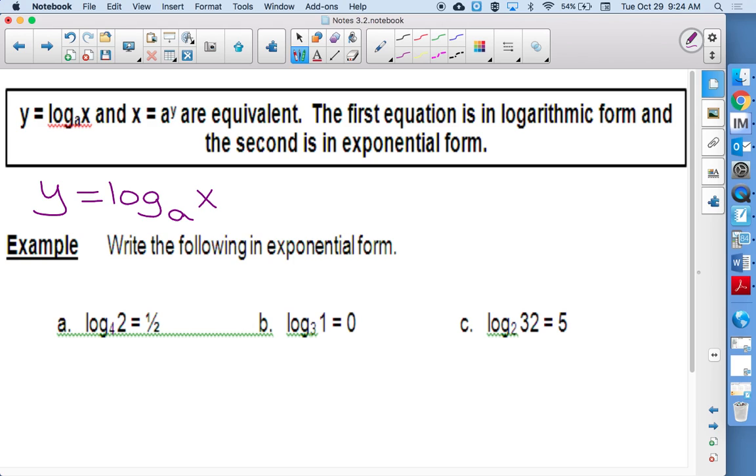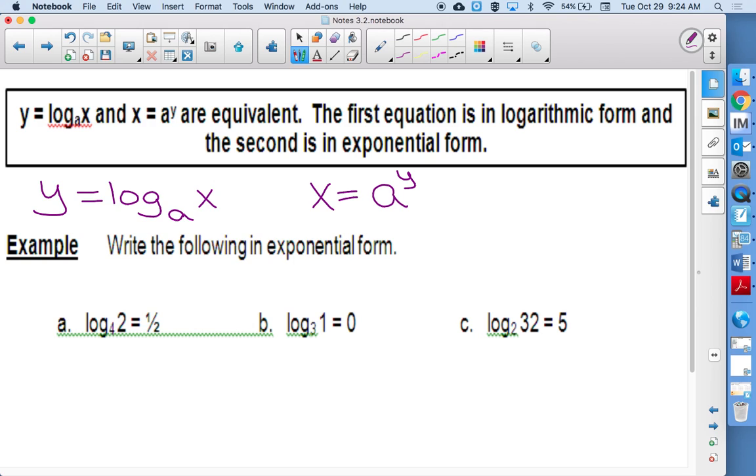So that's our log form. That is equivalent to x equals base A to the y power. Essentially, I'm switching my x and y values because I'm finding a true inverse. We have to switch the x and the y. It says the first equation is the logarithmic form, and the second equation is its equivalent statement as an exponent.